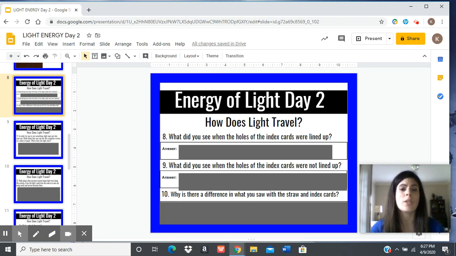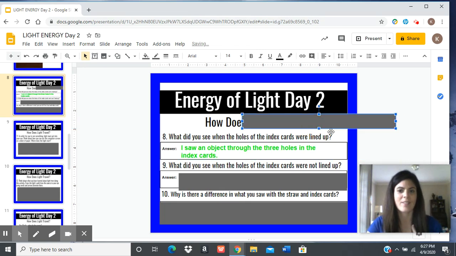Number 8 asked, what did you see when the holes of the index cards were lined up? When my index cards were lined up, you could see that turquoise or teal box. You should have said, I saw an object through the 3 holes in the index cards. If you said which object you saw specifically, that is fine.